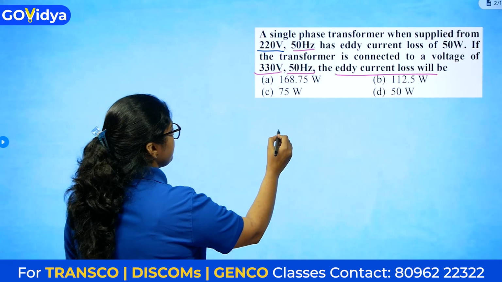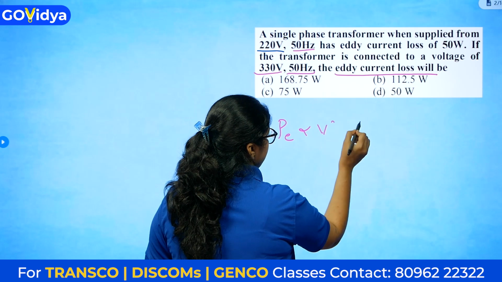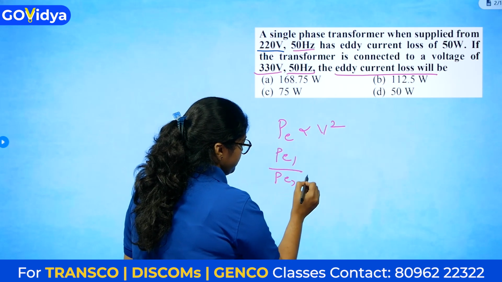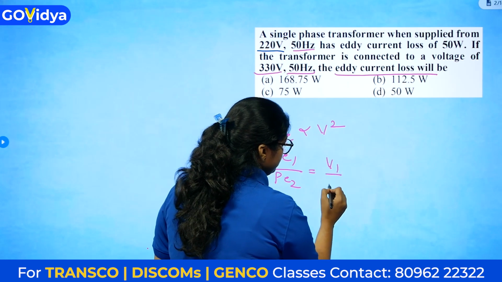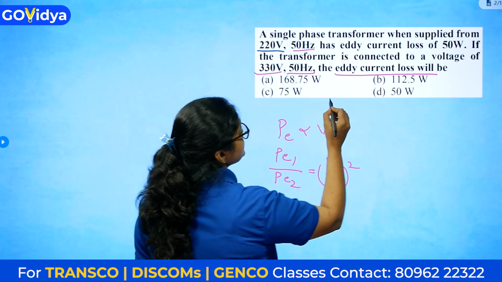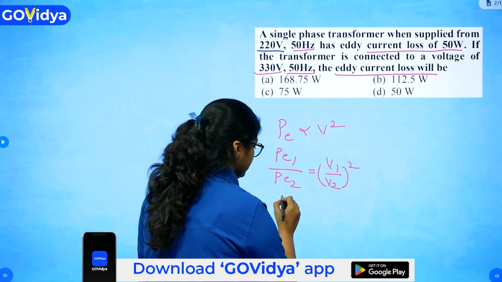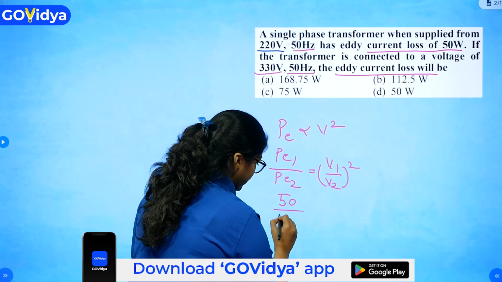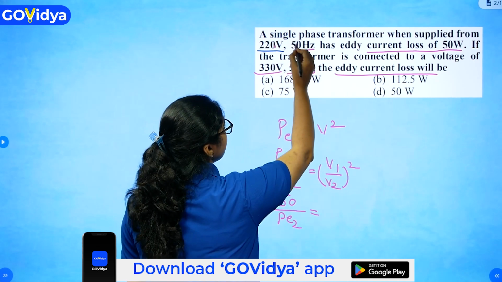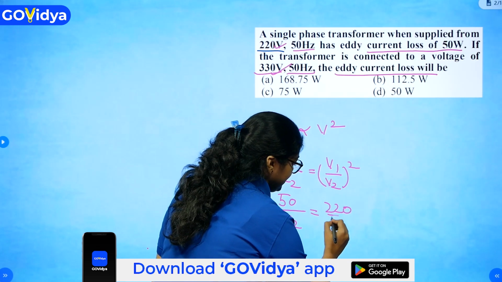So in general we know the formula, P is directly proportional to V square. So PE1 by PE2 is equal to V1 by V2 whole square. So the PE1 given in the question is at 220 volts the eddy current loss of 50 watts. So we will substitute the 50 watts by PE2, that's equal to the value of V1 is 220 volts and the value of V2 is 330 volts. So 220 by 330 volts.